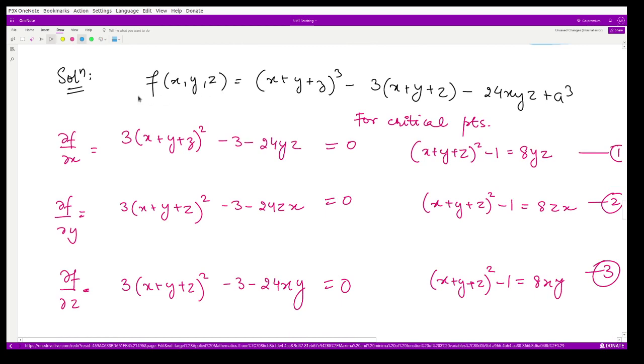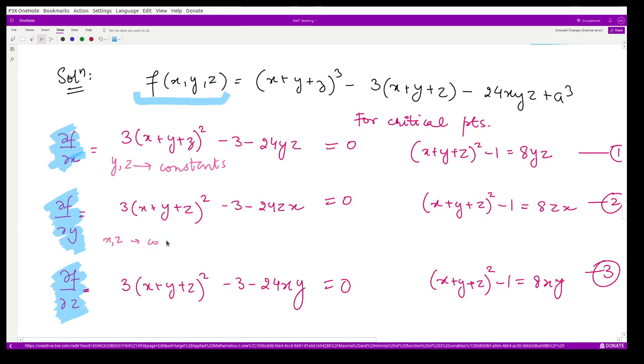Using this function we can calculate the first order partial derivatives. They are del f by del x, del f by del y and del f by del z. So we compute them. In the first case we assume y and z to be constants. In the second case we assume x and z to be constants. And in the third case we assume x and y to be constants. So our partial derivatives are these. We have equated them to 0, so that means we obtain these three equations.